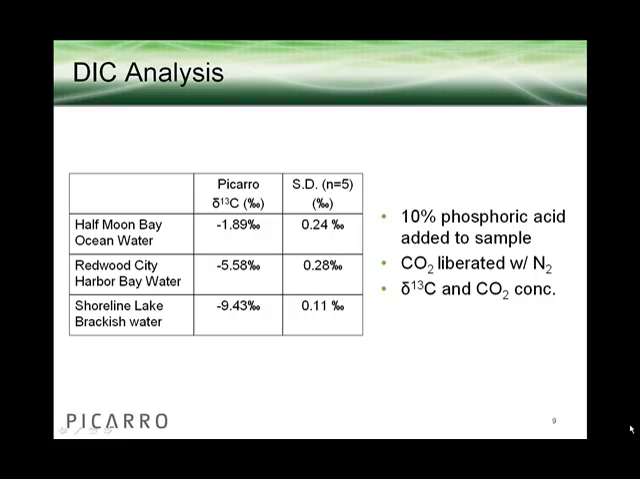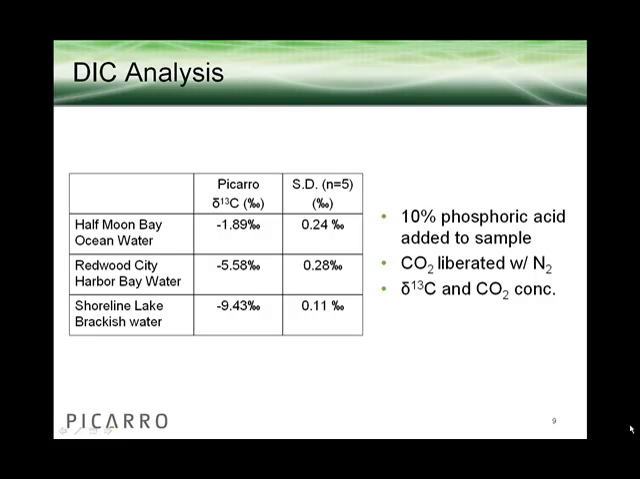We would anticipate that the dissolved inorganic carbon values would be different from these highly varying locations, and indeed we see greater depletion of carbon-13 moving from the ocean to the open water bay harbor to the brackish lake. Further, this method was simple.